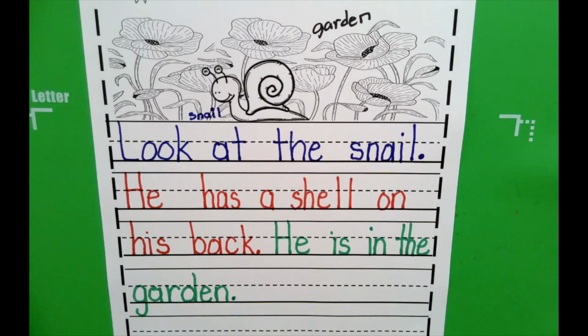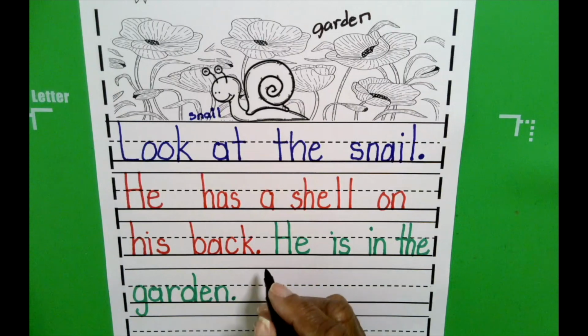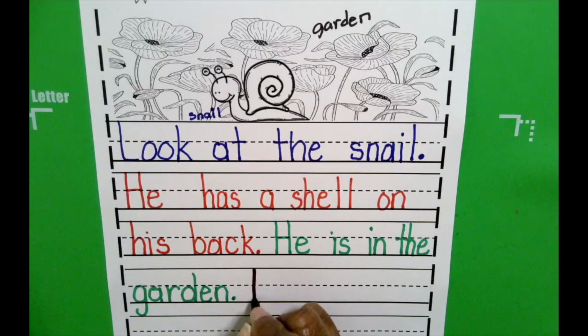Now, the garden is filled with beautiful flowers. And why do you think that the snail likes to hang out in the garden? Why would he like to hang out in the garden? Because what? Because, yes, I heard you. He likes to eat the flowers. He likes to eat the flowers. Very good, boys and girls. You have your thinking caps on.